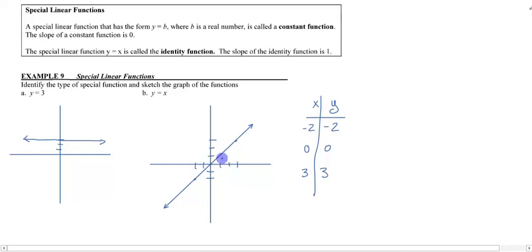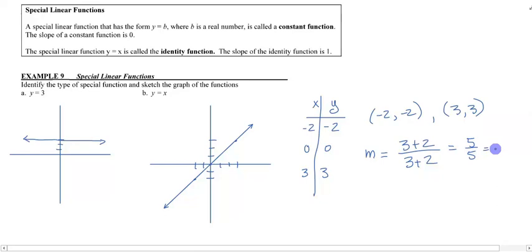And the slope of that identity function is 1. In fact, if you wanted to find the slope using a couple of these points, you could do that. Let's say I use the points negative 2, negative 2 and 3, 3, and put them into the slope formula. Then I could say 3 minus negative 2 over 3 minus negative 2. I get 5 divided by 5, which is 1. Your slope is 1.